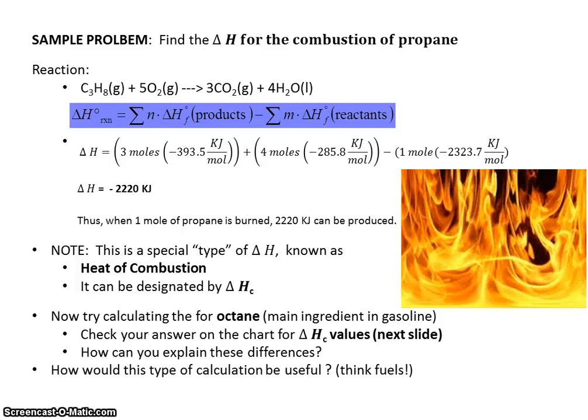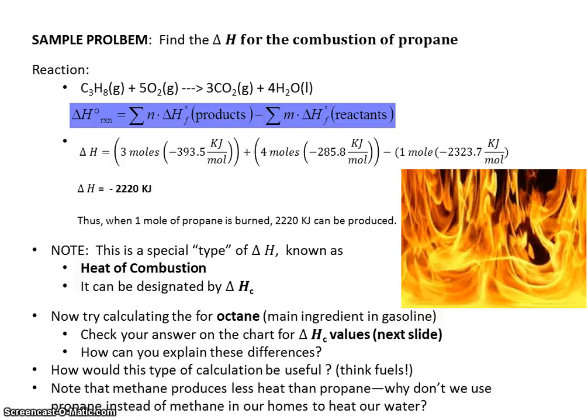And also consider, and these are things that you should be prepared to discuss in class, how would this type of calculation be useful? And one other item to note here: if propane produces less energy than, for example, octane, and burning methane produces less heat than propane, why do we use propane in our homes to heat water and heat the air from our furnaces? Why not use propane if we can get more energy out of propane than methane? So again, we will just be prepared to discuss that in class.